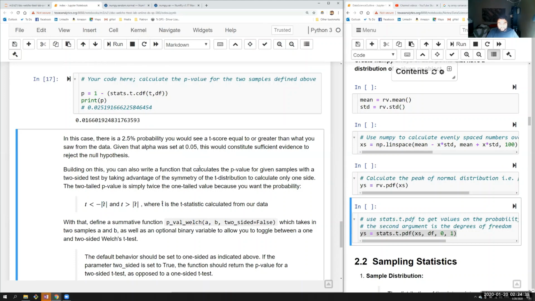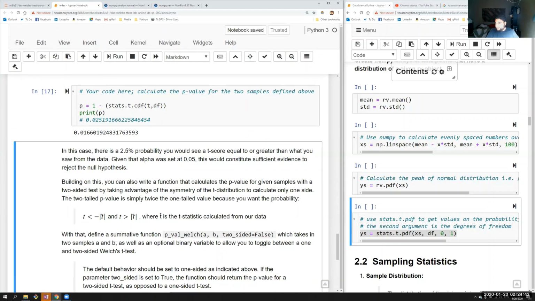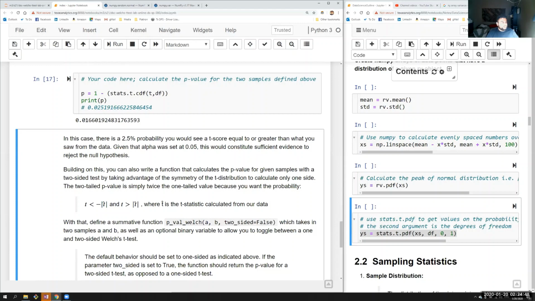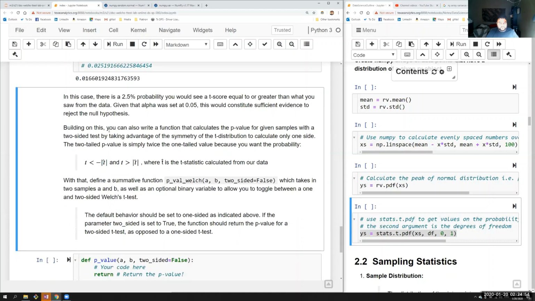Given that alpha was set at 5, this would constitute sufficient evidence to reject the null hypothesis. Well, okay, we're doing that.